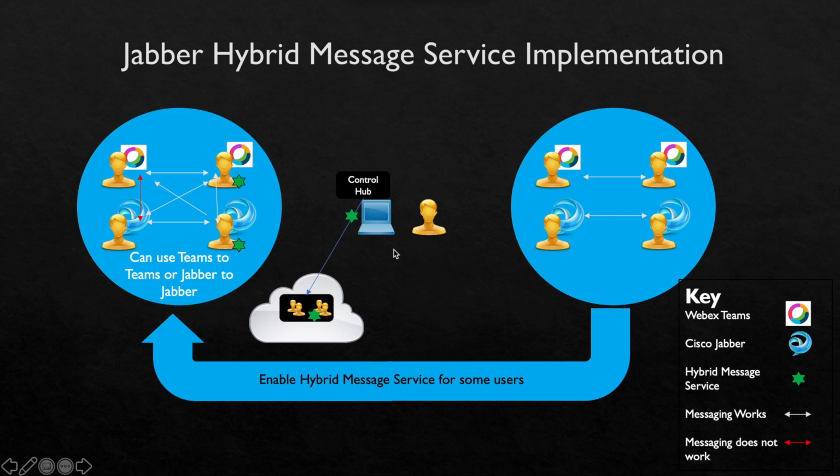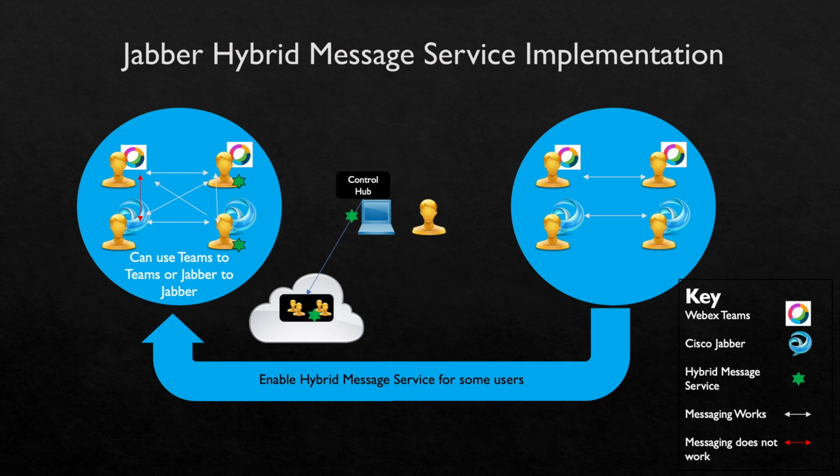On the next slide, Jabber can message Jabber, Teams can message Teams, but they cannot communicate with one another yet. So we go in, we select the hybrid message service card, we go through the steps to set this up, which we'll talk about in a little bit. And then once it's set up, we identify our early adopter users, and I'm going to make these people right here active for hybrid message service. Now, what does that mean?